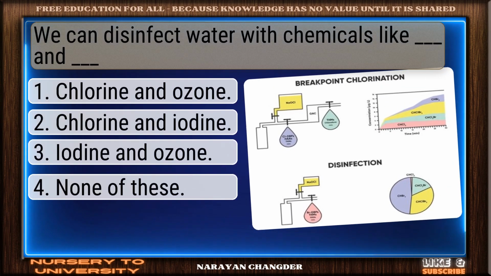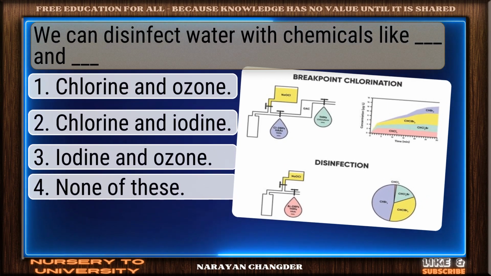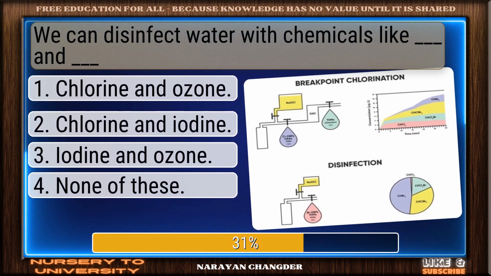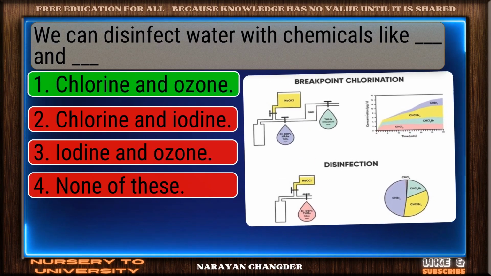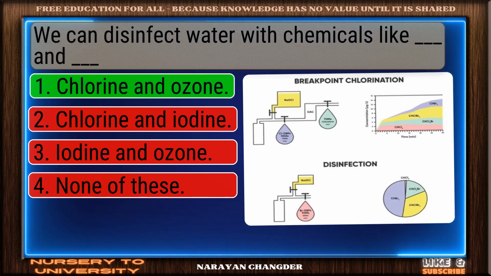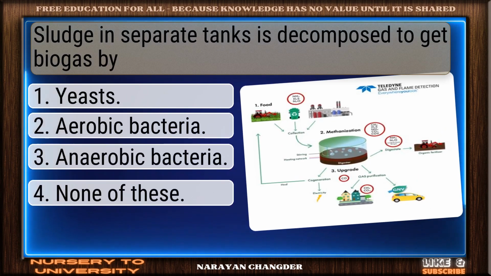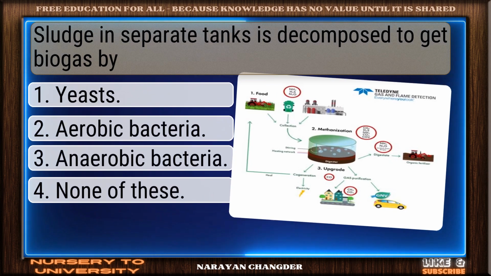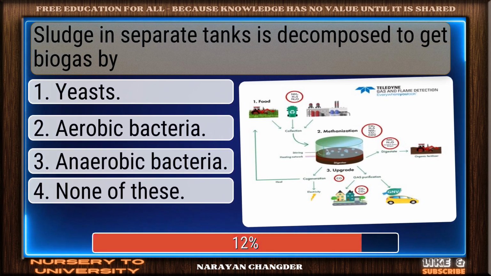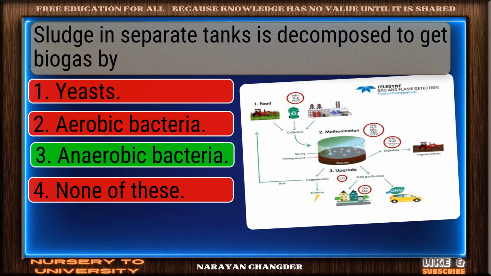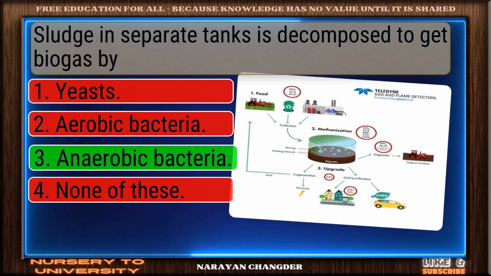Question number 58. We can disinfect water with chemicals like dash, Lee, and dash. Right again. Chlorine and ozone is a valid answer. Question number 59. Sludge in separate tanks is decomposed to get biogas by. Sharp thinking. Anaerobic bacteria is the right choice.